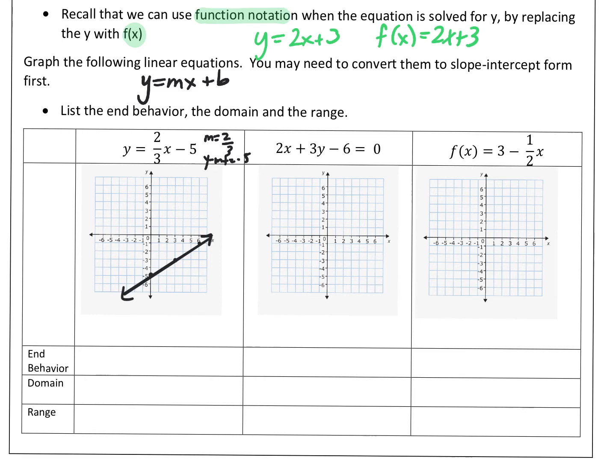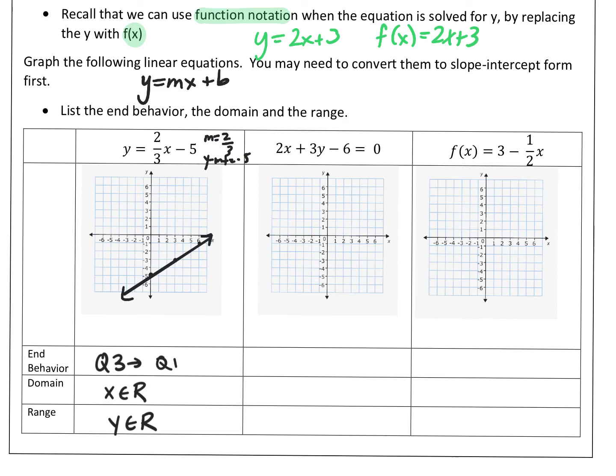Okay, so then we want to talk about the end behavior of this. Again, when I read this left to right, it starts over here in quadrant 3, and remember that this is going to go up here, so it would go into quadrant 1. So quadrant 3 to quadrant 1. The domain is that x is all real numbers, and the range is that y is all real numbers. Okay, so I want you to go ahead and complete the rest of these.